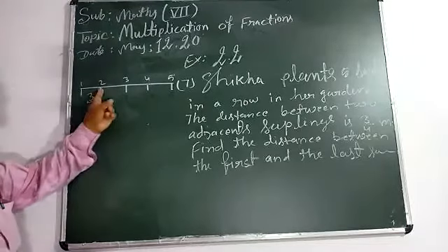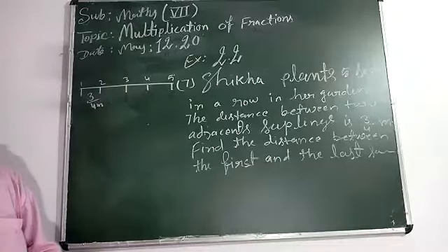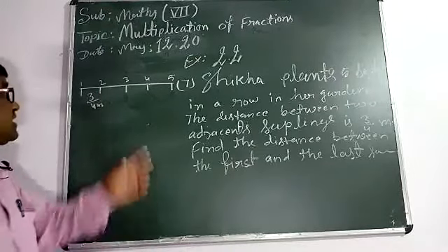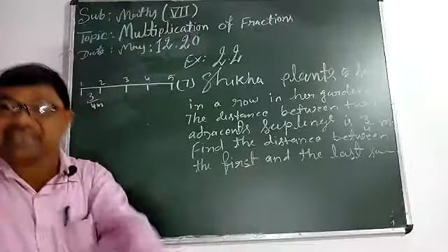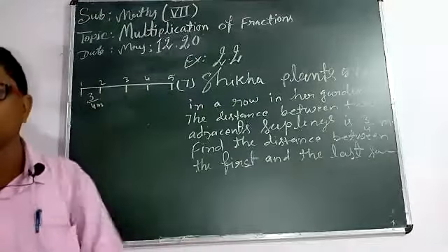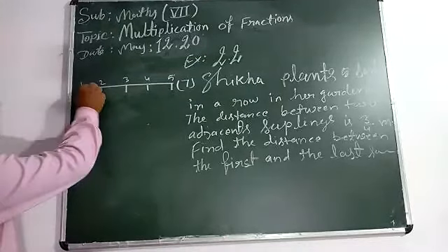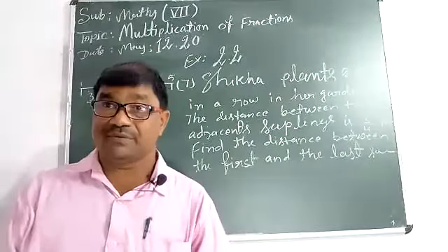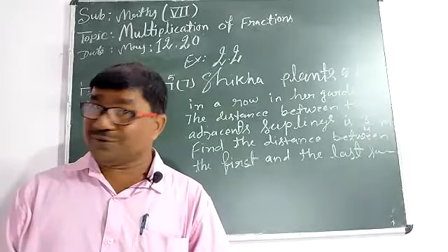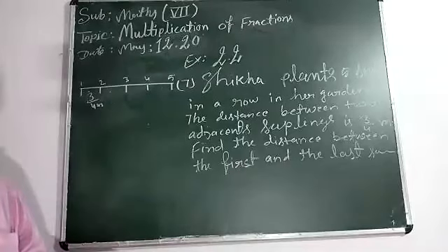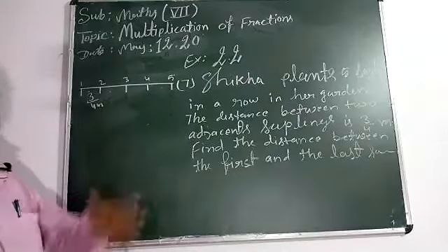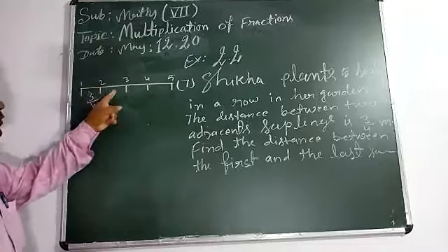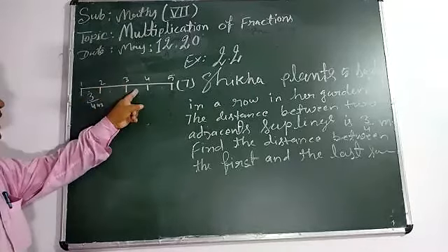It means distance between second and third also 3/4. Distance between third and fourth also 3/4. Distance between fourth and fifth also 3/4. So how many 3/4 here? 1, 2, 3, 4. Saplings how many? 5. And how many distances, 3/4 here in your garden? 1, 2, 3, 4.